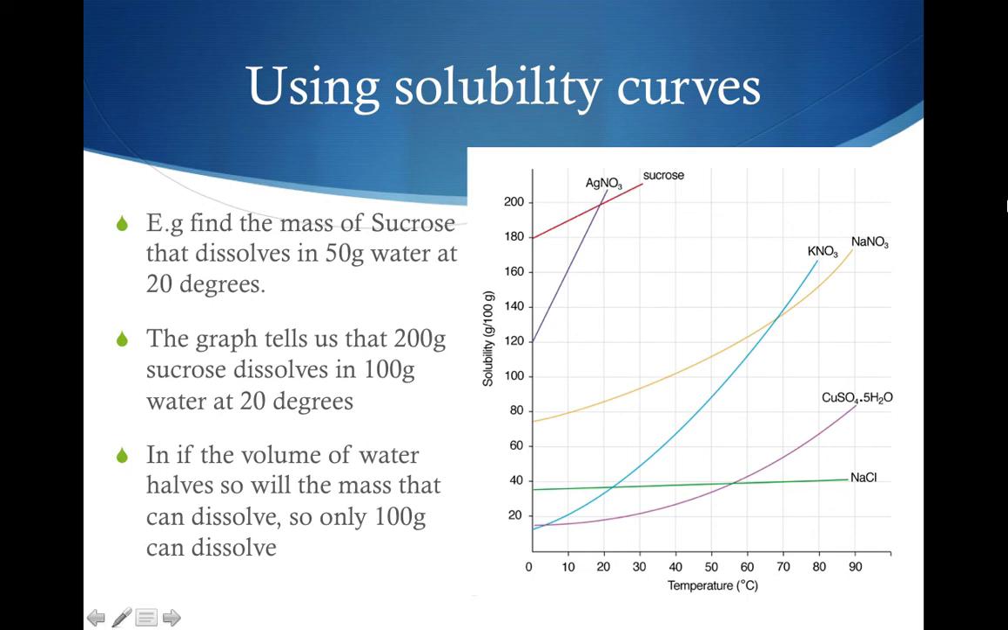Okay? So if I've got sucrose and I want to know how much will dissolve in 50 grams of water at 20 degrees, well, we look at 20 degrees and it tells us 200 grams dissolve. But that's 200 grams in 100 grams of water. Remember, guys, that 1 gram of water weighs 1 mL. So this is also in 100 mL of water. The actual volume of water we've got is 50 mL. So only half the volume of water, so only half that mass will dissolve. So in 50 grams of water at 20 degrees, we would have 100 grams of sucrose dissolved in it.